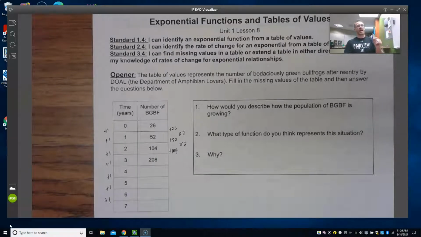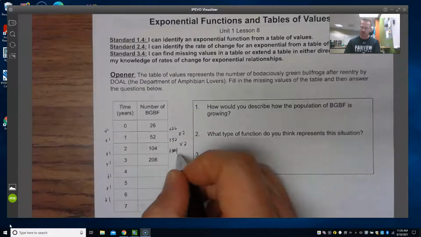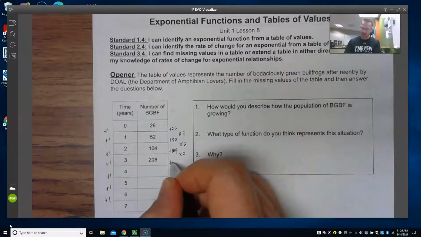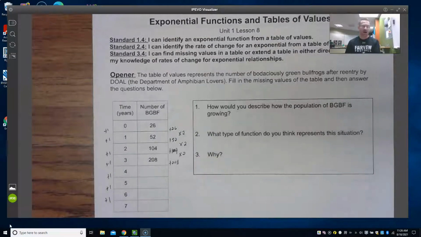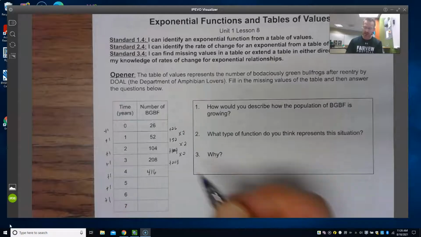Now, if it's changing by a multiplier or a factor, either going up or going down, then we know it's exponential. So in this case, this would be an exponential because my rate of change is doubling. So notice if I want to figure out, okay, what's the population in year 4? I have to multiply this by 2. So that's 208, which means it's going to be 416.